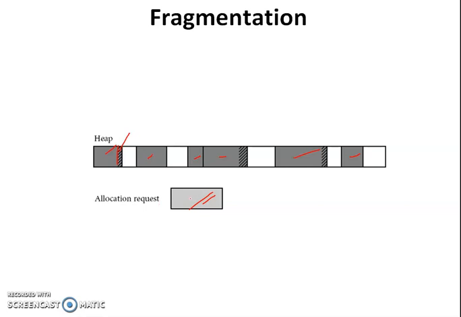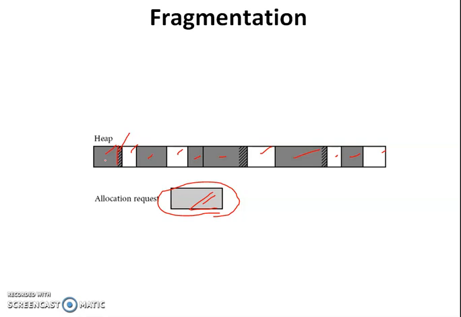Another case is external fragmentation, in which this block needs to be placed onto the memory. There are many available free spaces. These white blocks show the free spaces. Many available free spaces are there, but there is no one block that can fit the requested block. So that results in external fragmentation.